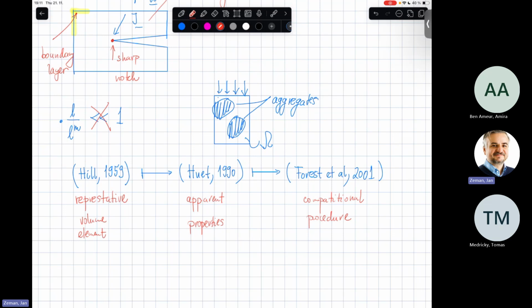So they also do it for random microstructures. I will also touch upon that. And the argument is really nice. By taking these samples of increasing size, they try to get this sequence of apparent properties, and from that they extrapolate to this infinite size limit and make it really a computational procedure.